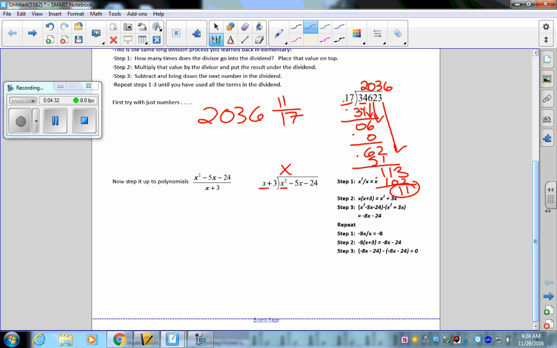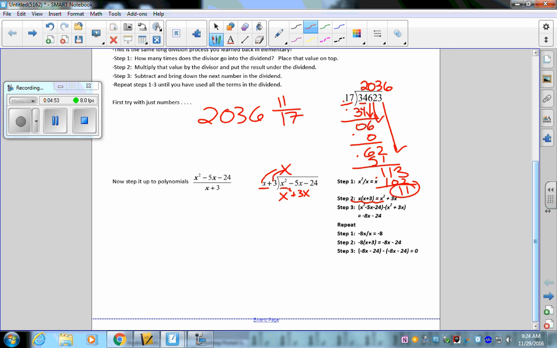Now we multiply. So this is where you've got to be careful. I'm going to multiply the x by both of these. Sorry, and it shows you the step over here. But I'm doing x times x and x times 3. I'm multiplying by the entire divisor, what I'm dividing by. That gives me x squared plus 3x.